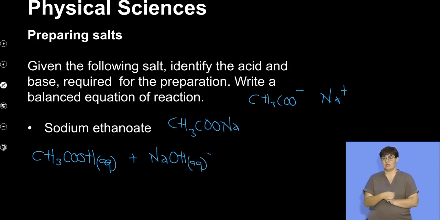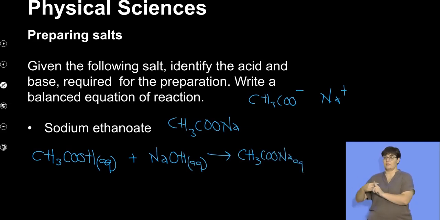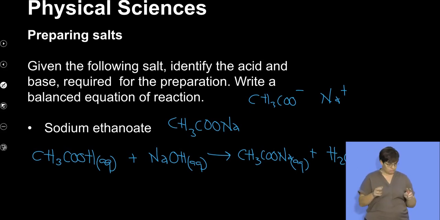Right, what do we get? We get sodium ethanoate, CH3COO-Na+, right? That's our salt, plus H2O. All right, so that's our equation of reaction. And again, we don't need to tamper with anything. This is a balanced equation of reaction, right?